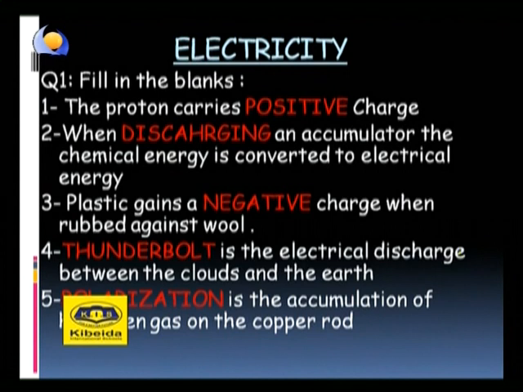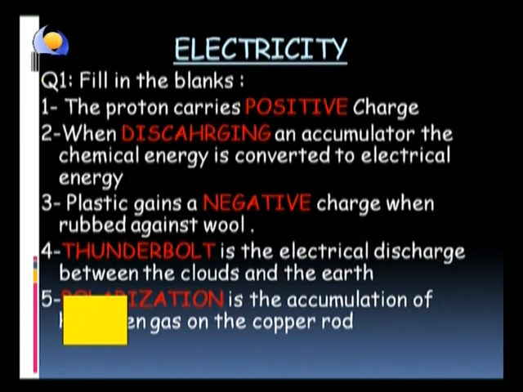Accumulator is one of the secondary sources of electricity. Accumulator, or what we call car battery, works in two steps. The first one is charging, and the second one is discharging. Charging a lead accumulator: when we connect the lead accumulator to a power source, the electrical energy converts into chemical energy. Now, discharging: when we start to use the accumulator, it converts the chemical energy into electrical energy.